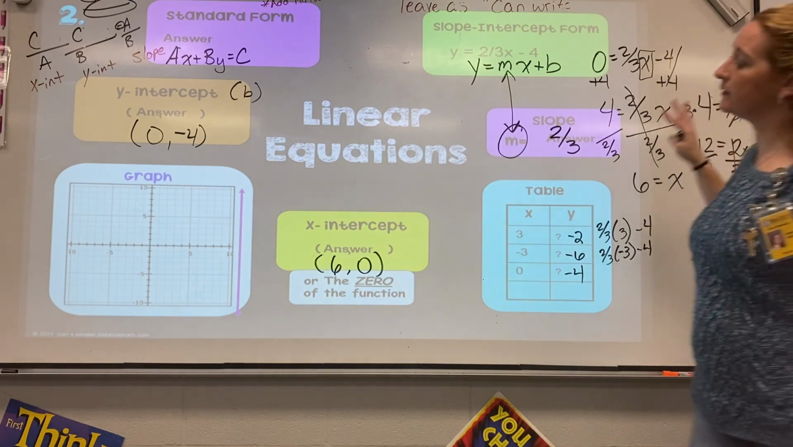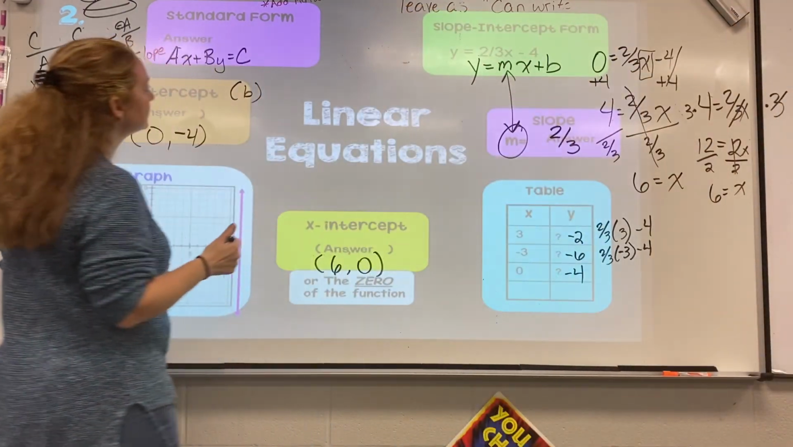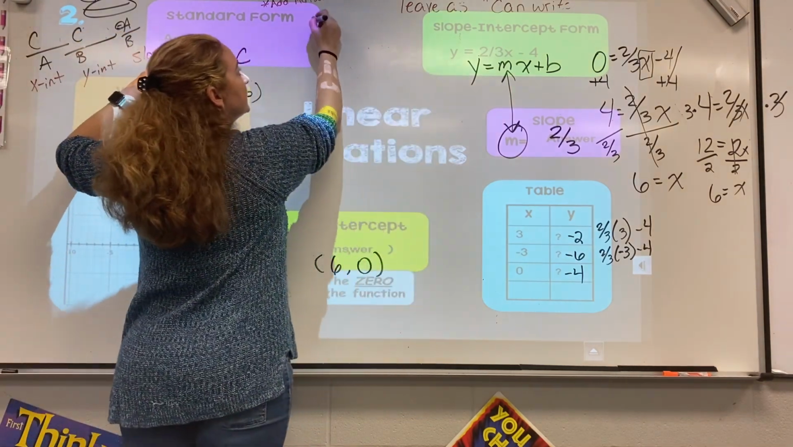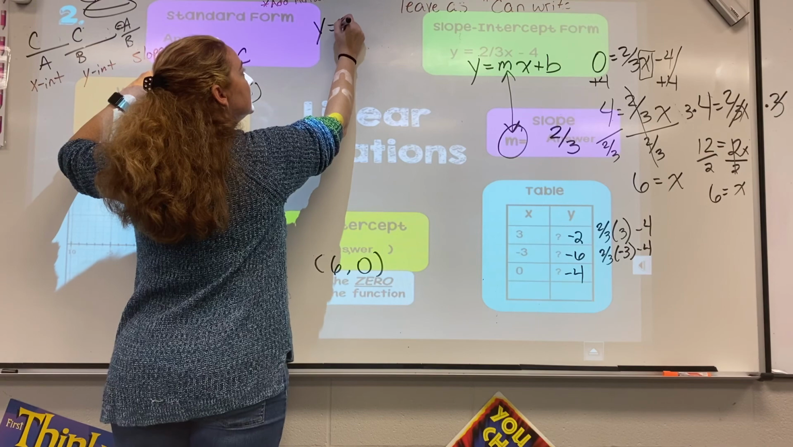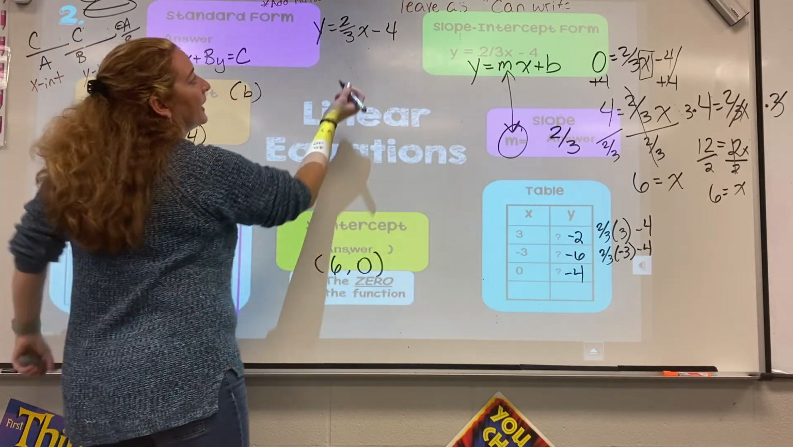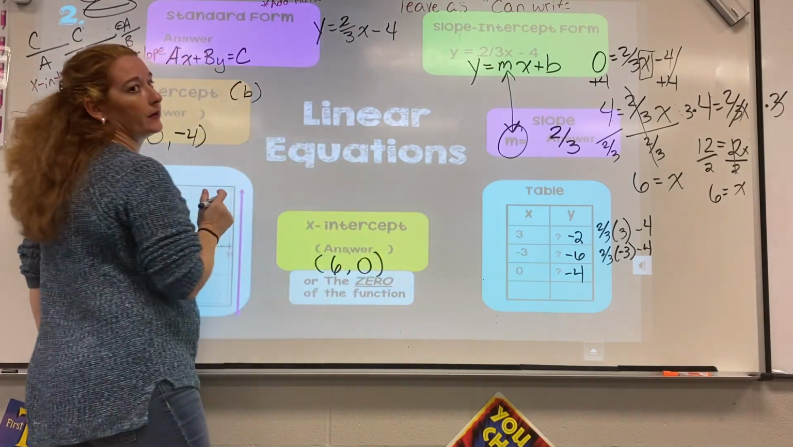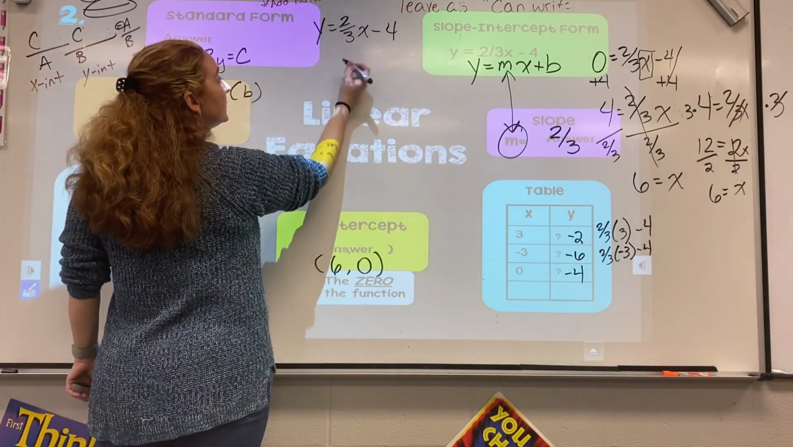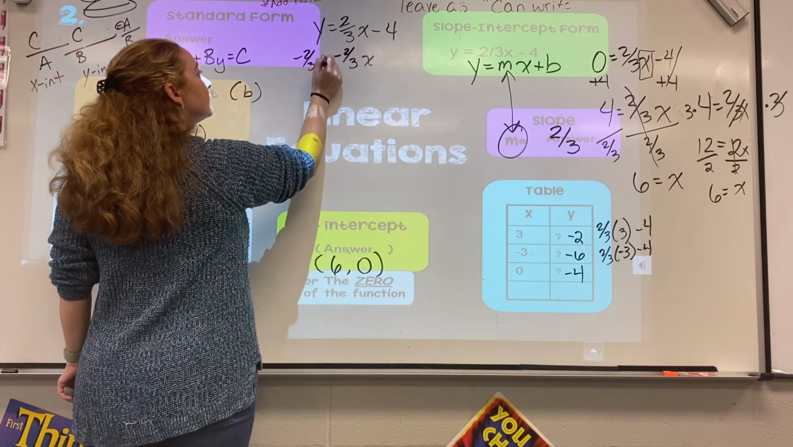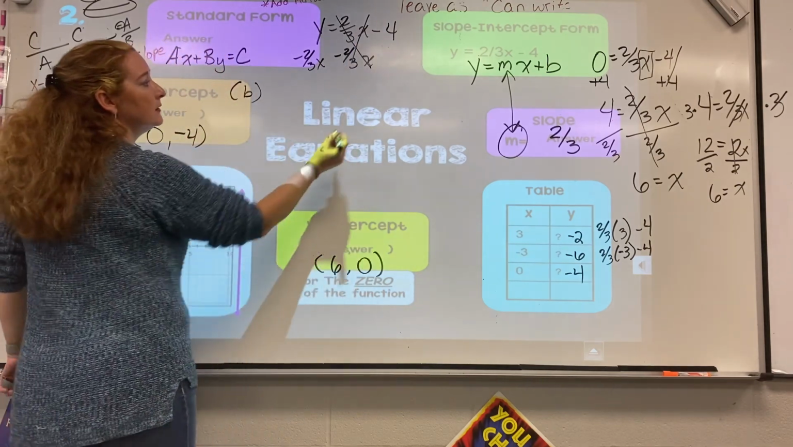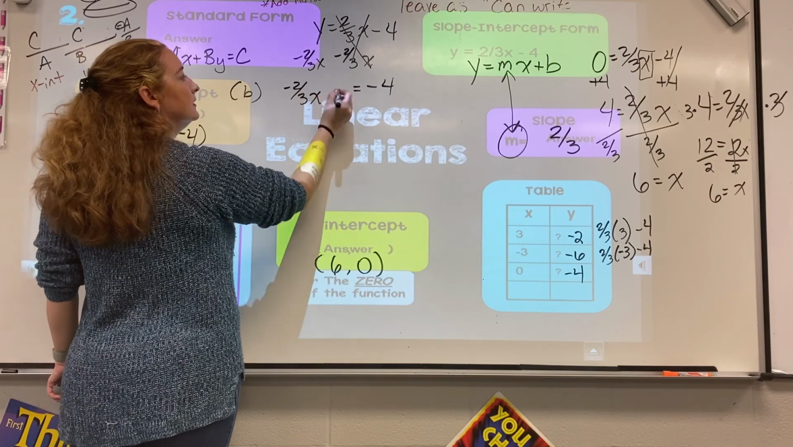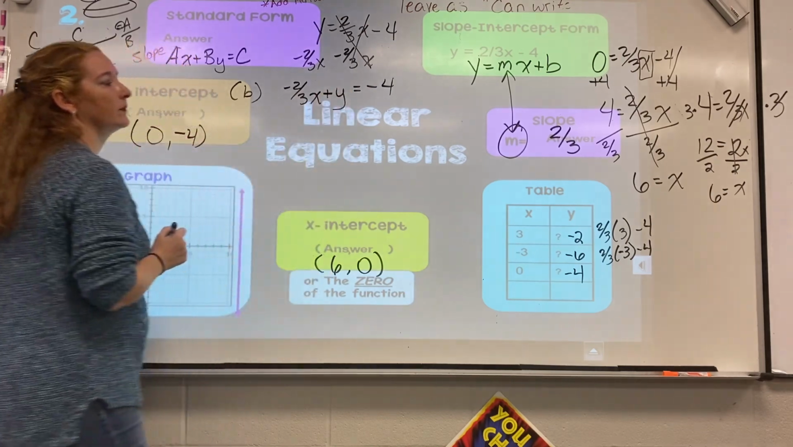So the last thing that we need to do in this problem is put it in standard form. So we're going to start with our slope-intercept form. y equals 2/3 x minus 4. Okay? And I need to get my x and my y on the same side. So to do that, I'm going to subtract 2/3 x from both sides to cancel it out over here, leaving me -4 equals -2/3 x plus y.